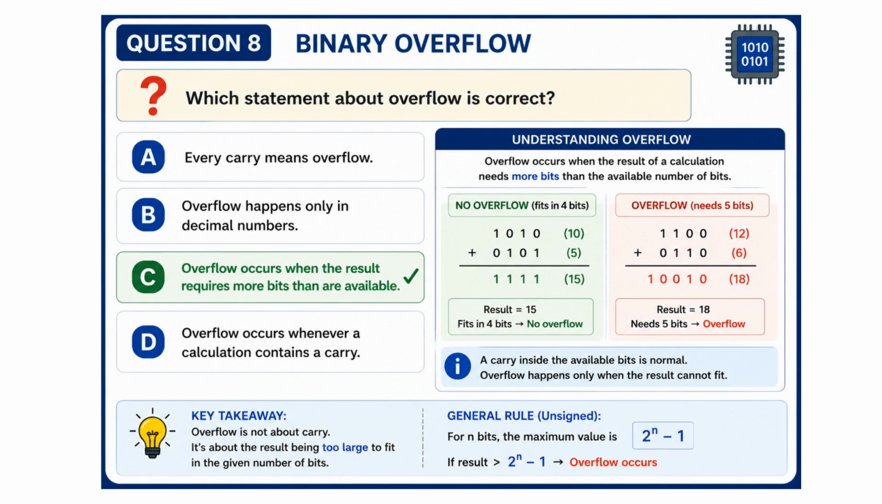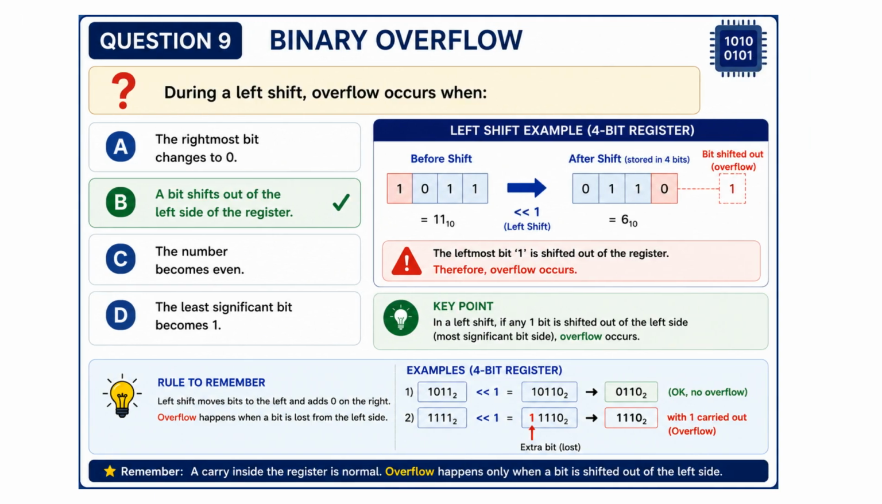Overflow is about the size of the result, not simply about having a carry. During a left shift, when does overflow occur? The correct answer is, a bit shifts out of the left side of the register. Let's look at the example.